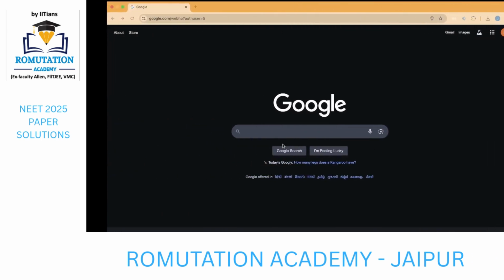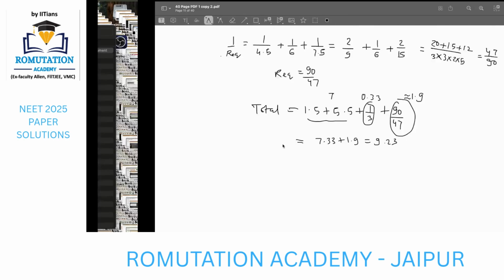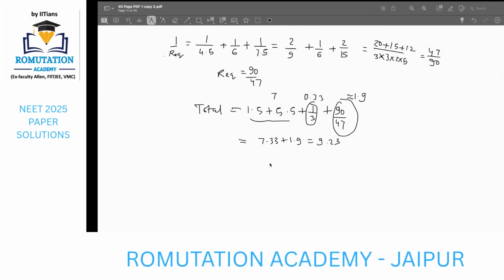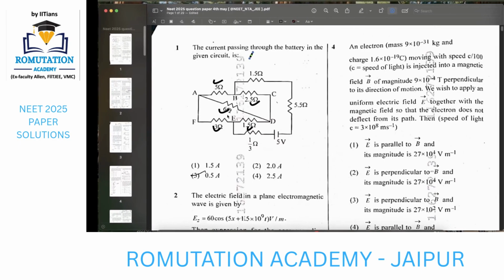So 9.23, and that roughly takes me towards current being V by R total, right? The voltage has been given as 5. This is roughly 5.23. So the nearest answer we can get in this case will be somewhere around 0.5. So I think that should be the correct answer for this case.